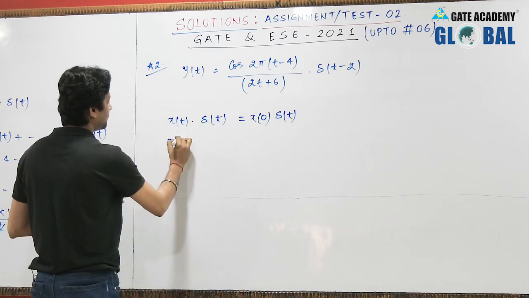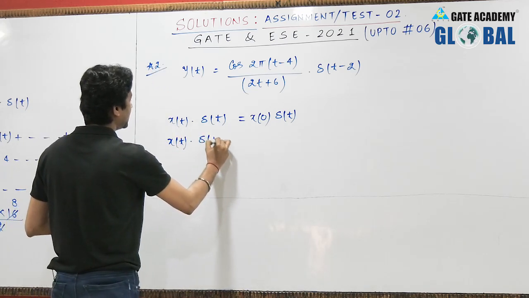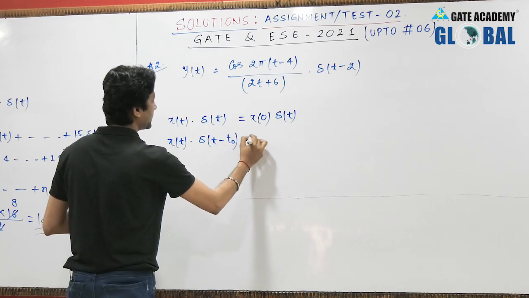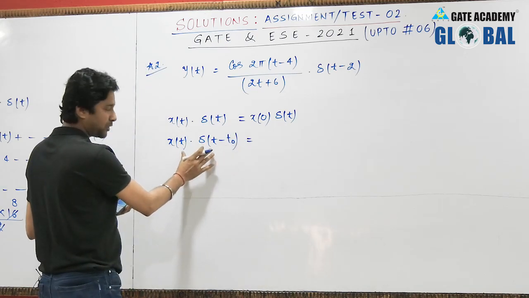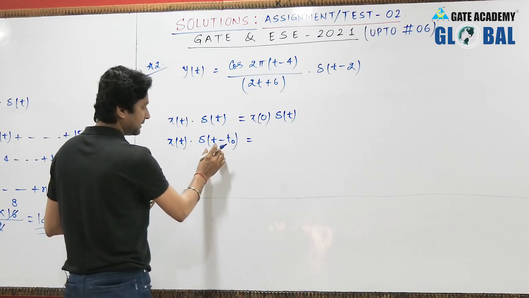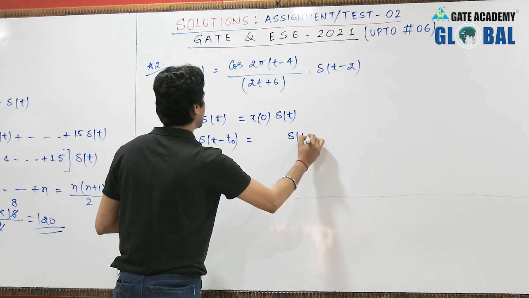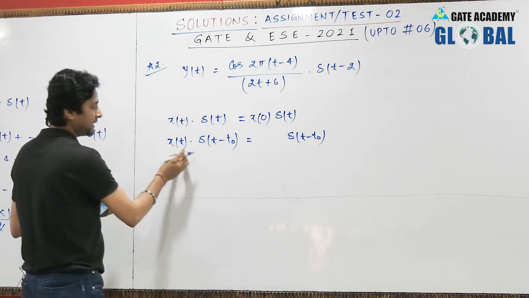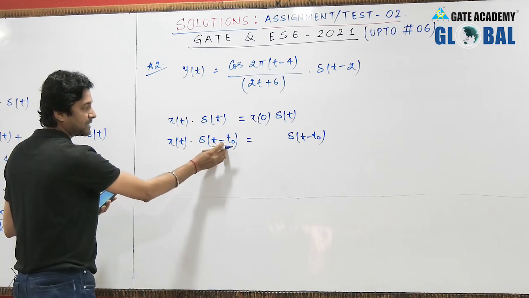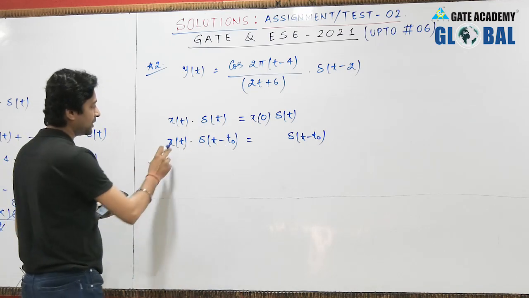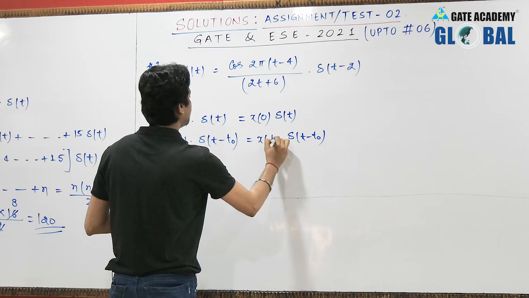Similarly, if you have x of t multiplied with any shifted impulse which is not occurring at t is equals to 0, then the value of this product will be the same impulse, del of t minus t naught, but now you will have to find the value of this signal x of t where this impulse is occurring, that is at t is equals to t naught. Therefore, you write the value x of t naught.